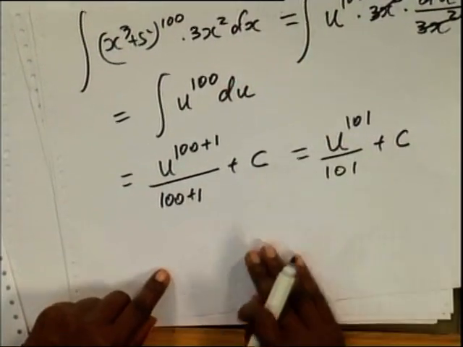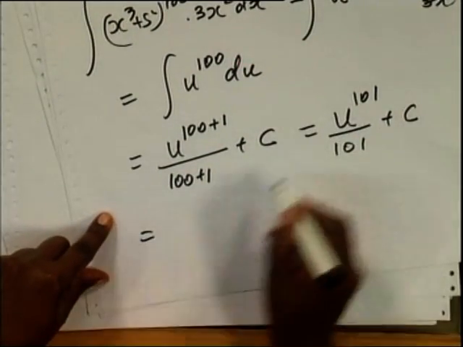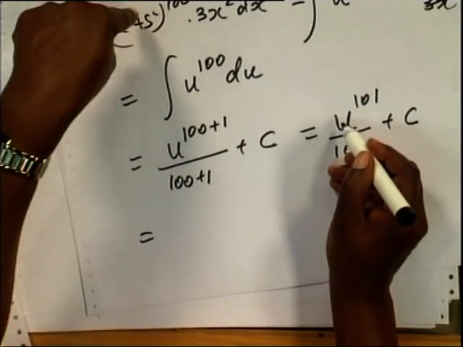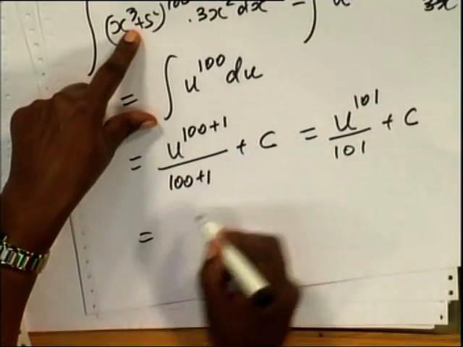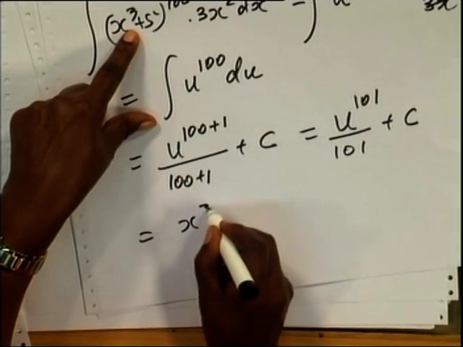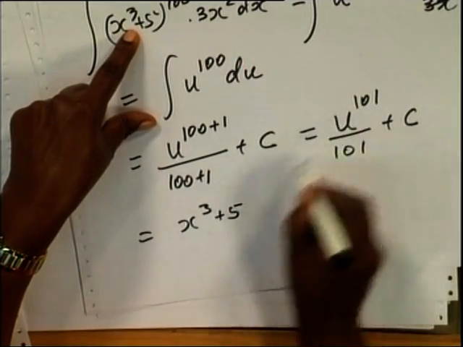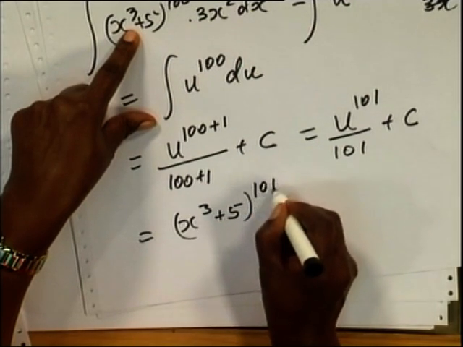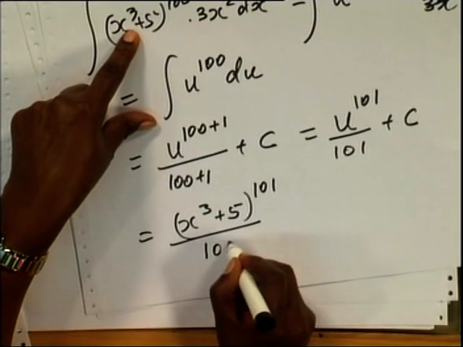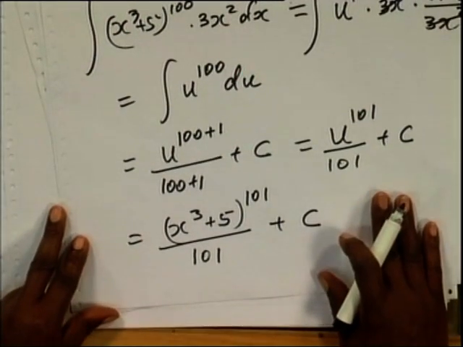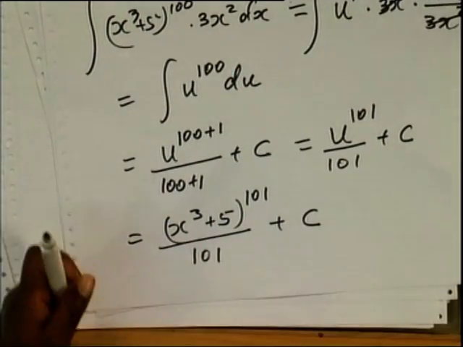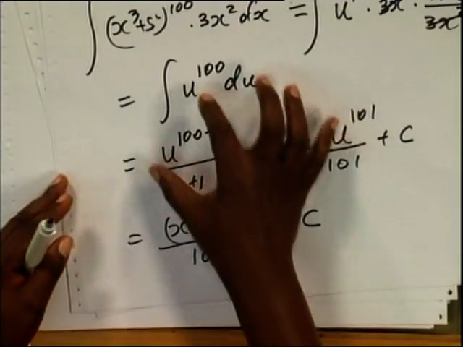I can leave it like this, or I can go back and replace my u with my original variable x. I remember I said my u is equal to x cubed plus 5. So I'm going to replace that one as (x cubed plus 5), and the u is raised to the power 101, all over 101 plus c. This is the substitution method. And you don't make it difficult. You can see how simple it is.